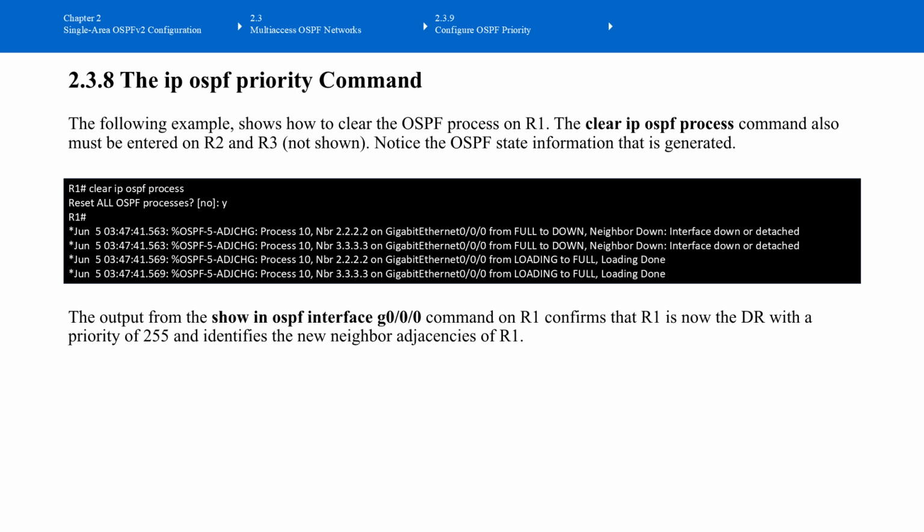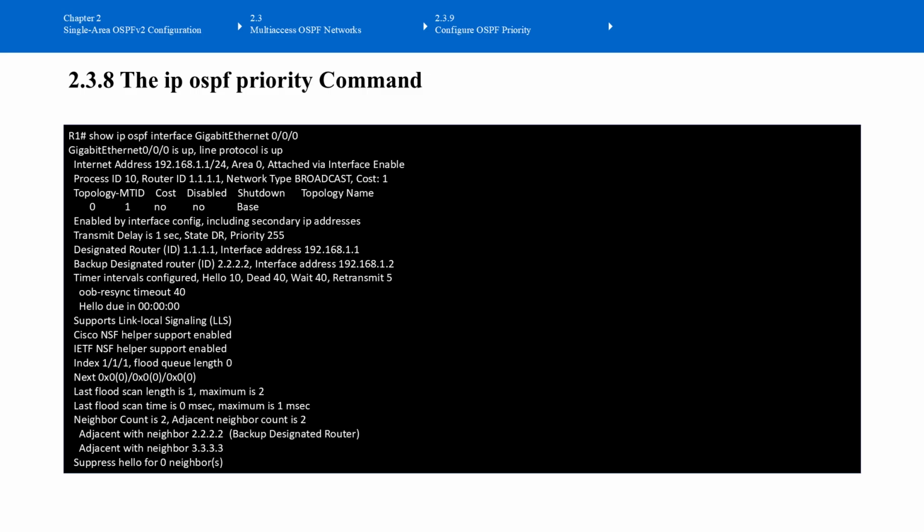We changed the priorities, but the existing DR does not automatically change. So we use clear ip ospf process to restart OSPF and cause a new election. After the election, R1 becomes the DR because it has the highest priority of 255.